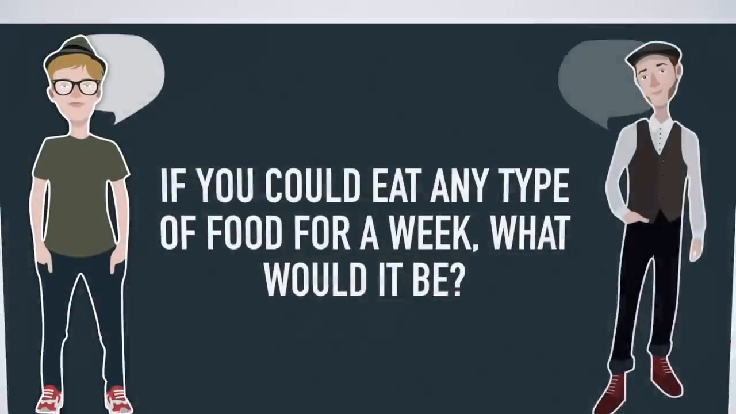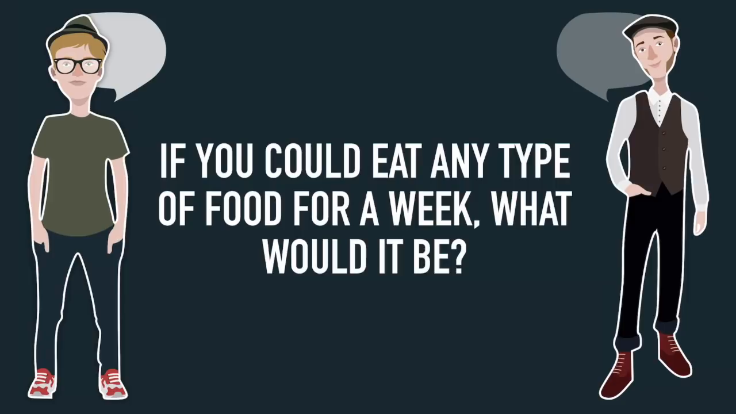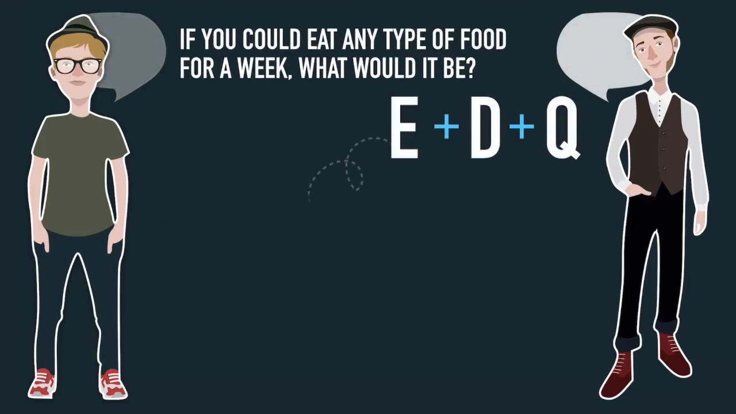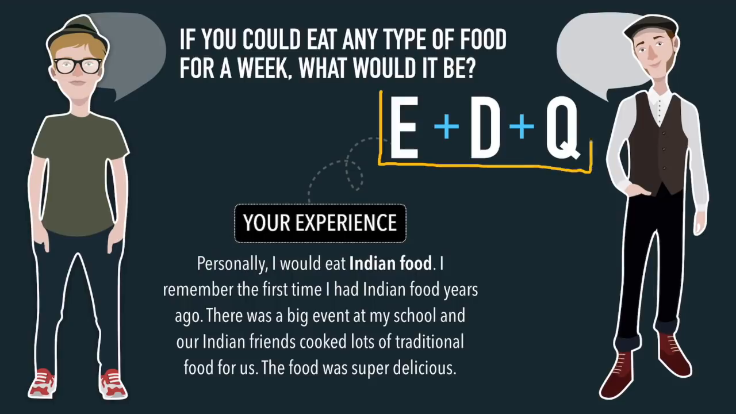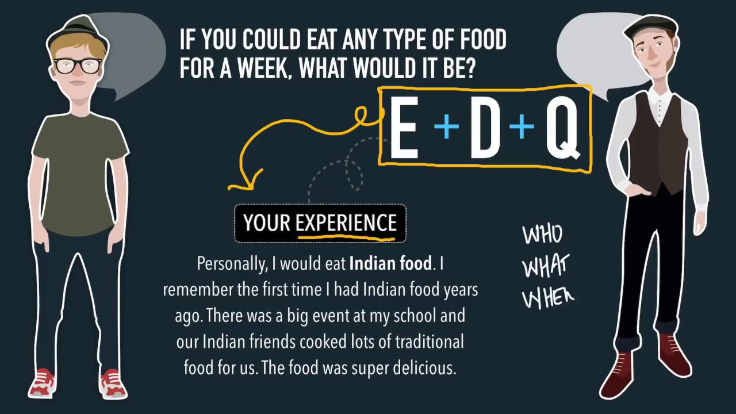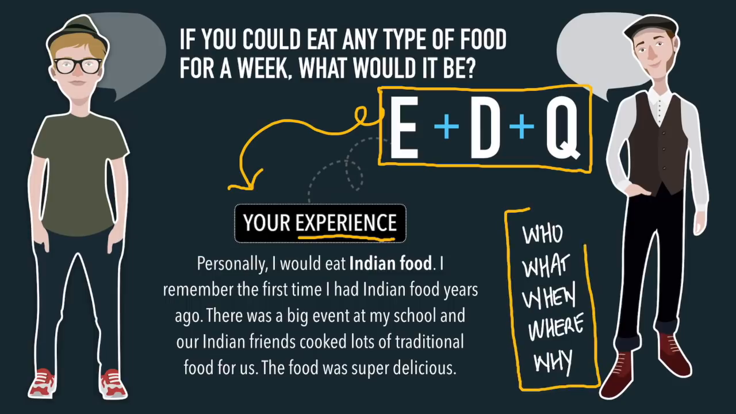Now, let's see if it really works in all situations. Here's another example. If you could eat any type of food for a week, what would it be? So we're talking about food. Now, again, we're going to our equation, E plus D plus Q. And the first part is your experience. So once again, we need to make sure that we include the who, what, when, where, and why as part of our answer. So here we go. Personally, I would eat Indian food. Well, that covers the what. And it also covers the who, because we're talking about ourselves right there.